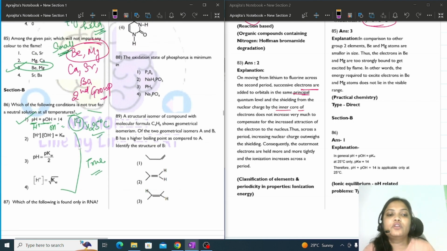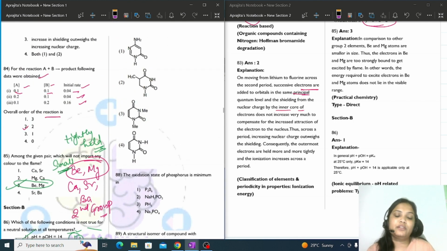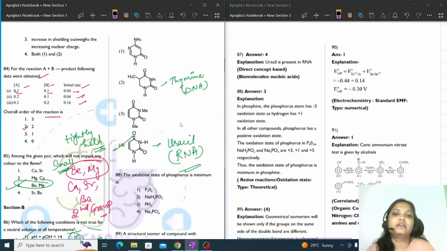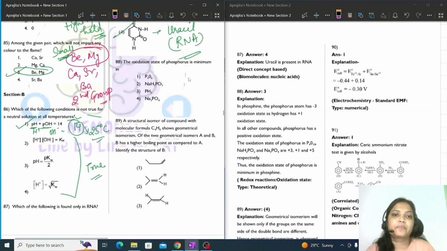Which of the following is found only in RNA? So there are some bases given here. This one is thymine, which can be found in DNA, and uracil is the base which is found only in RNA. So here the answer would be option number 4, because uracil is present in RNA.